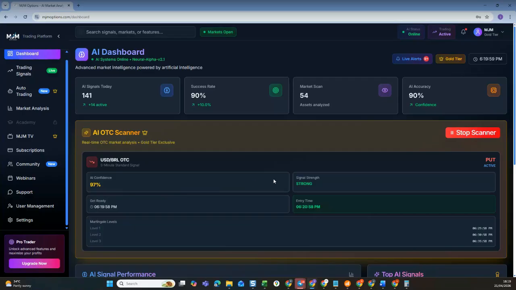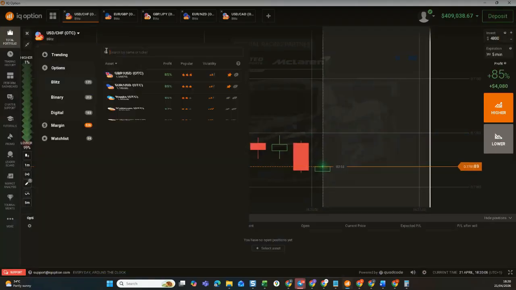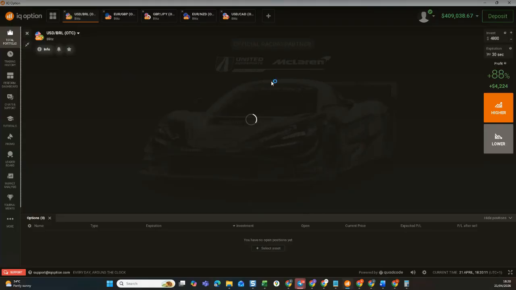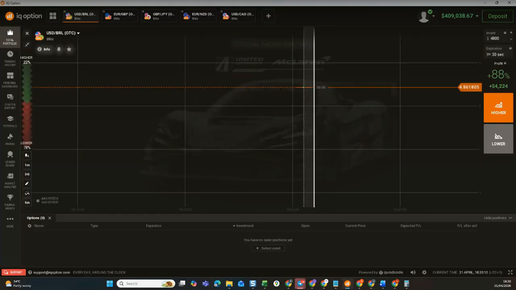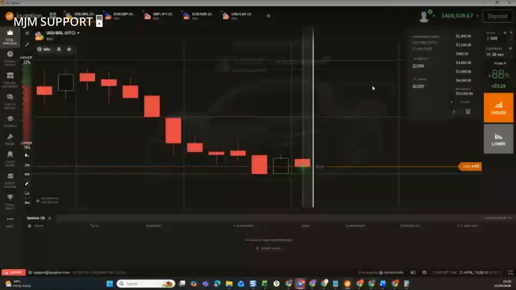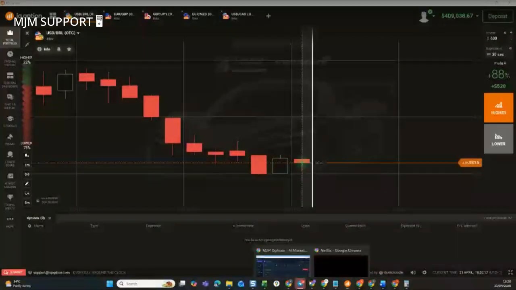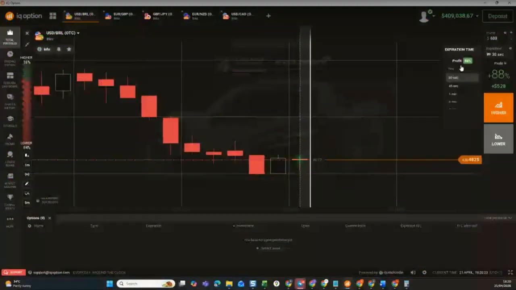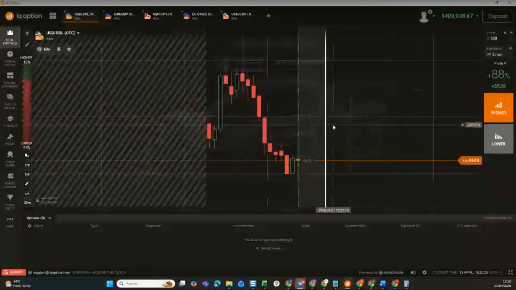97 and strong. So what is the pair? The pair is USD BRL. I usually start with what? 600. So how many minutes? 5 minutes, standard signal. So we are ready to do it for 5 minutes.